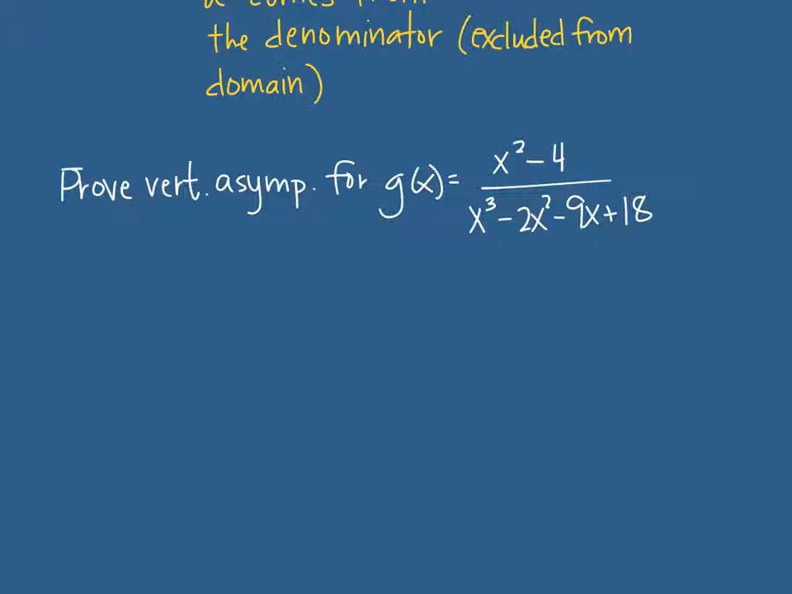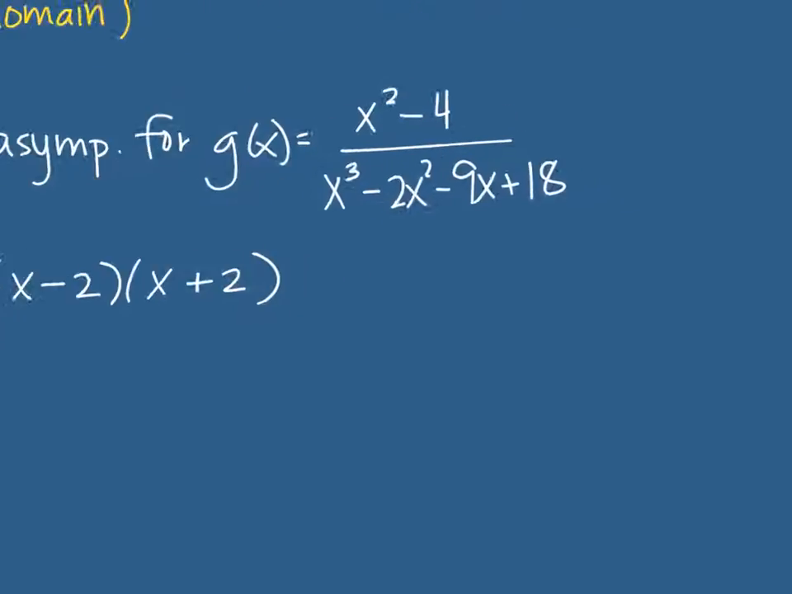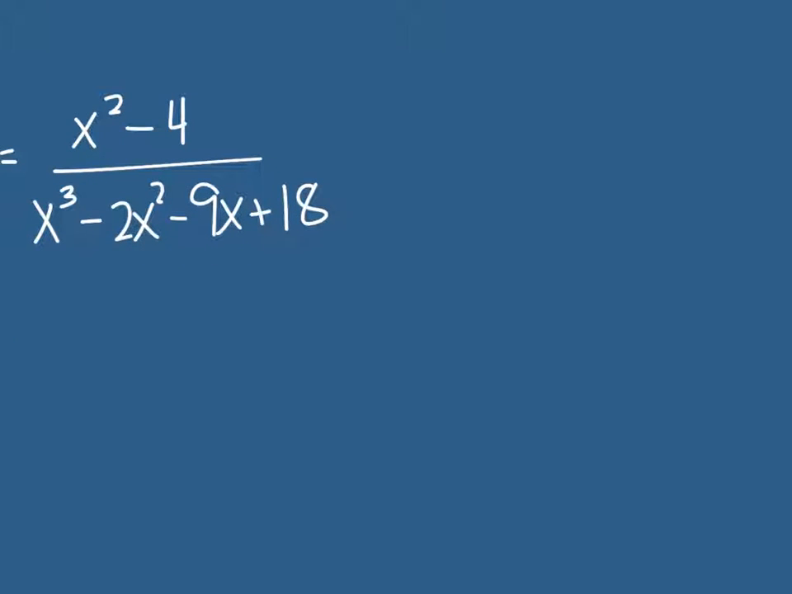And so we want to know, by factoring, where those discontinuities are going to happen, so where those vertical asymptotes will be. So we're going to take our g of x and we're going to factor it. The numerator is easy, x minus 2, x plus 2. The denominator, these are kind of fun to factor. At least I like factoring a cubic. So let's do a little side work on factoring a cubic: x cubed minus 2x squared minus 9x plus 18.